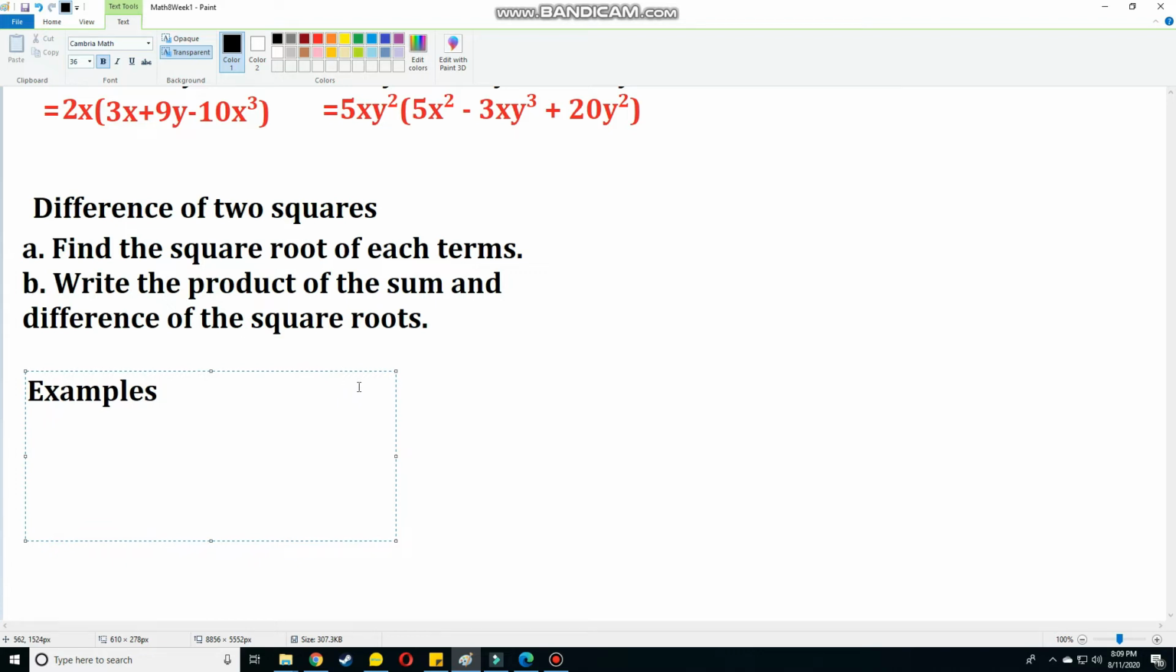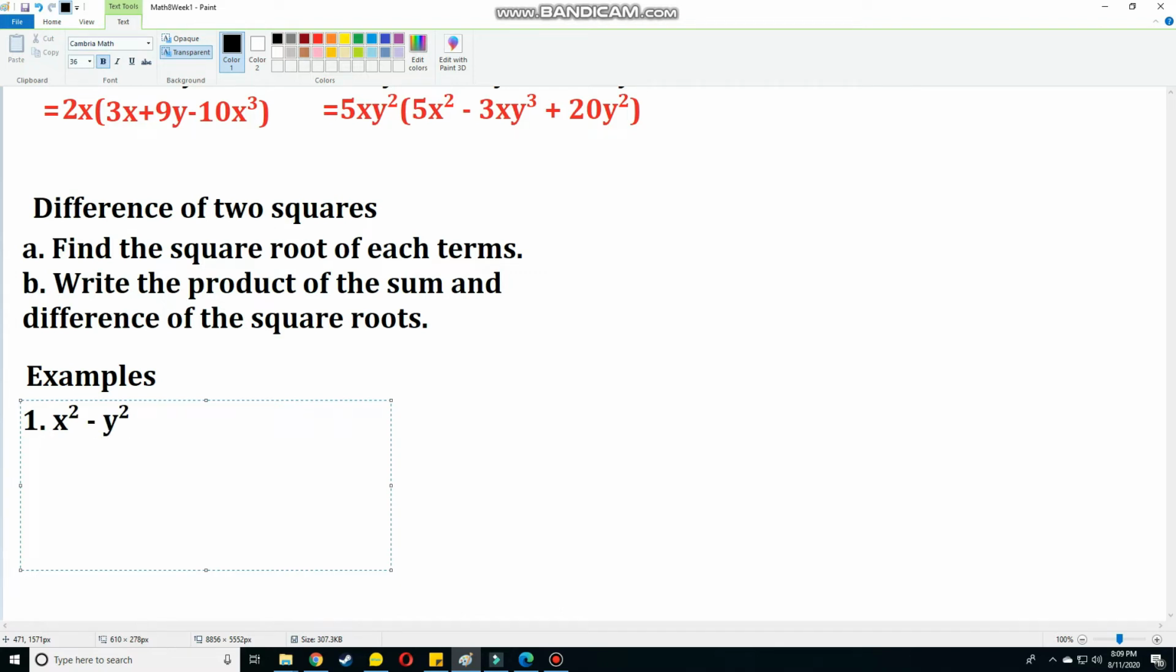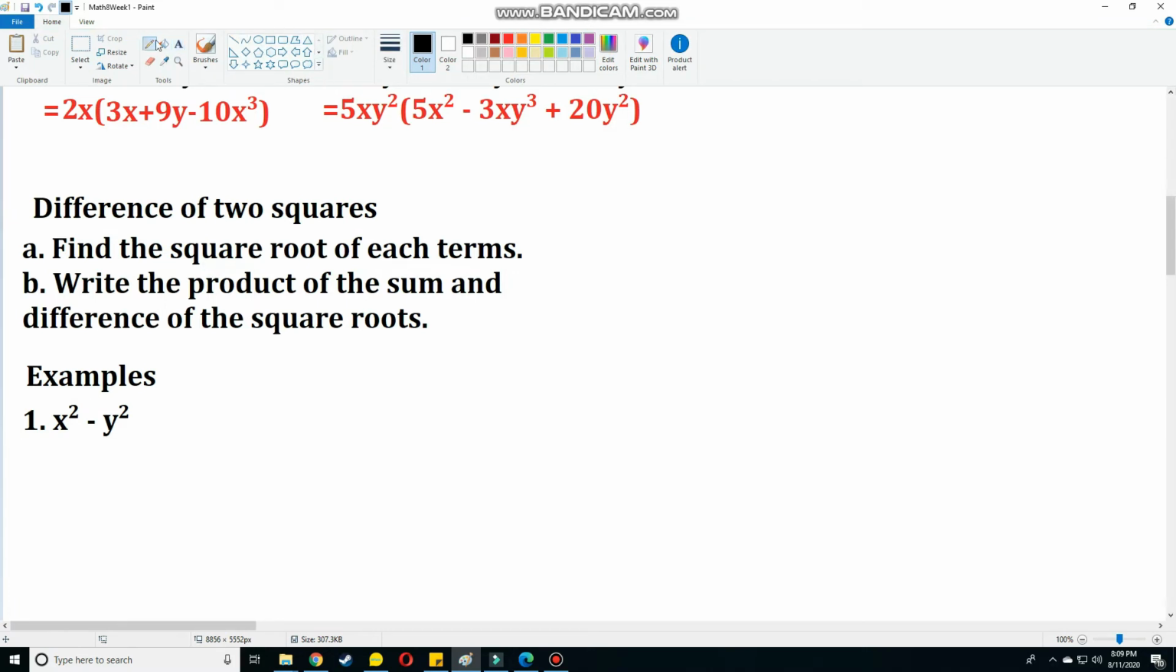Now, examples. Let's have a few examples. I guess we would have maybe 2 or 3. First, again, we would only apply this on two terms. Okay, let's have the first one. Let's say x squared minus y squared. As easy as that. This is our first example.